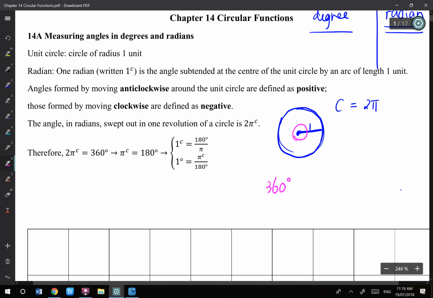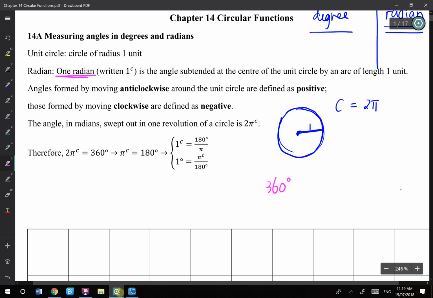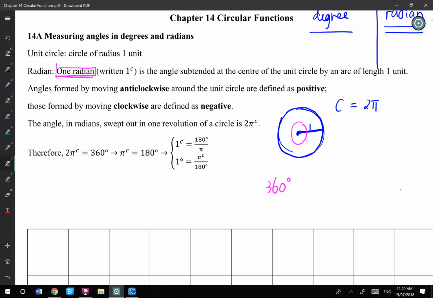Okay, 360 degrees. Now I'll introduce another unit. The unit is called 1 radian. So you know how much 1 degree is, right? If you cut this angle into 360 even parts, then one part will be 1 degree.